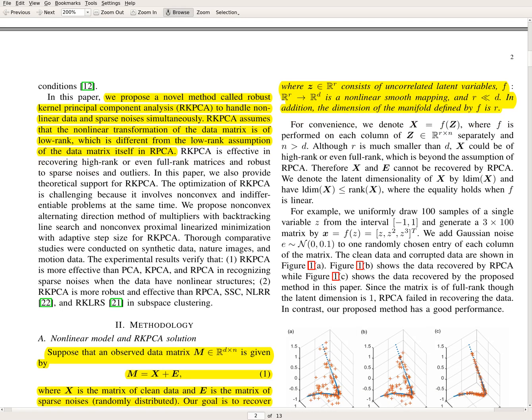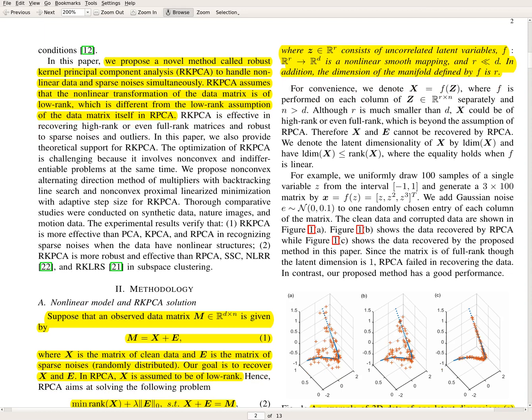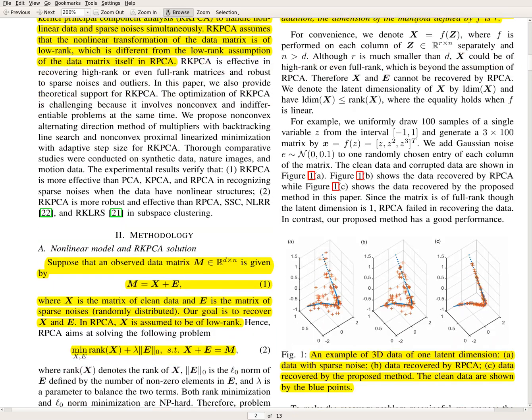Okay, so they have this. In addition, the dimension of the manifold defined by f is r. Yeah, so the z values lie on a nonlinear plane, sometimes called a manifold.